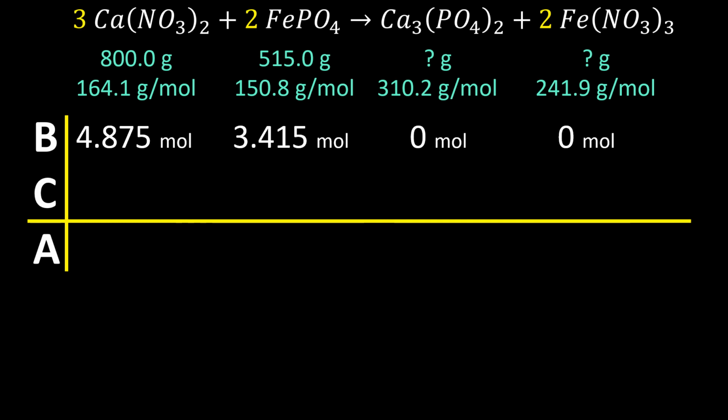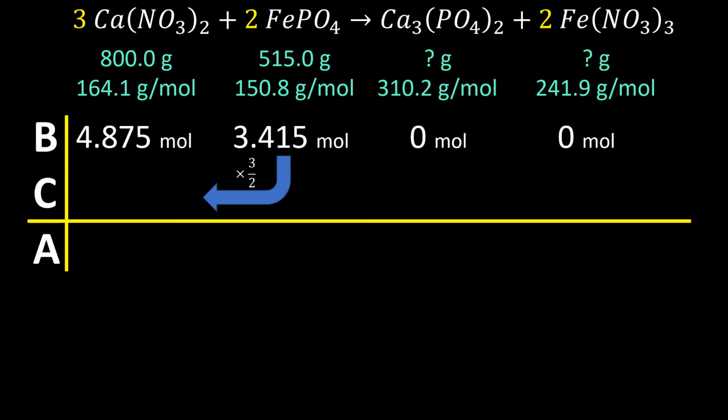It's not obvious to me which one is the right answer to choose. So I'm just going to choose one. So let's choose this one right here. Let's choose the iron phosphate and see how it works out. So if I choose this, what I need to do is figure out how much of the calcium nitrate is needed to fully react with the 3.415 moles of iron phosphate.